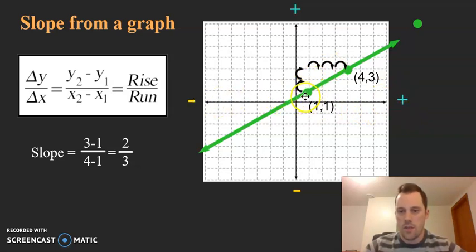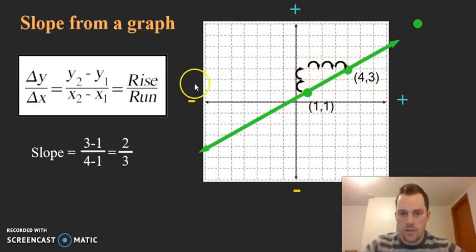So in this case, from this point 1, 1 to this point 4, 3, we can see we go up 2, so 2 in the positive direction, and to the right 3, so 3 in the positive direction. So that would be a positive 2 divided by positive 3, so 2 over 3. So that's how you can look at it from a graph, thinking about rise over run.